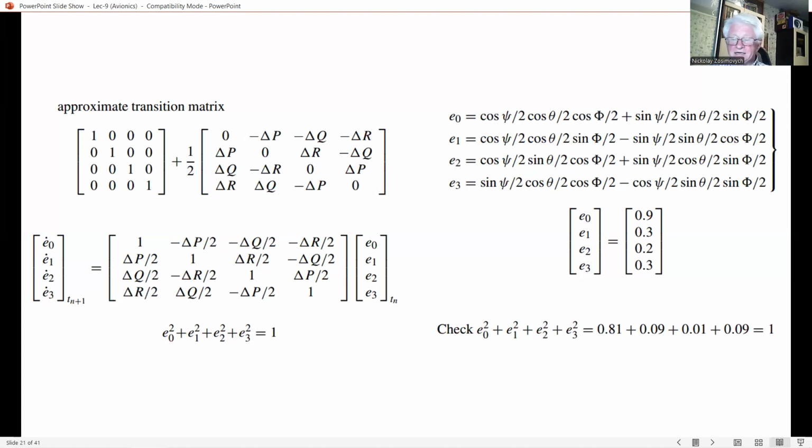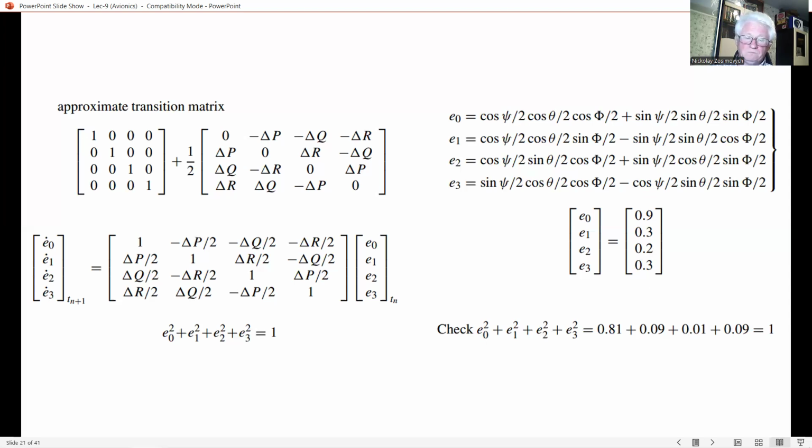Assume at time t n the values of the four Euler parameters are represented with these vectors. We may check e0 squared plus e1 squared plus e2 squared plus e3 squared. We have exactly 0.81, 0.09, 0.04, and plus 0.01 (sorry, here it should be 0.01). Adding the sum gives us 1. You may check this; it is very simple.